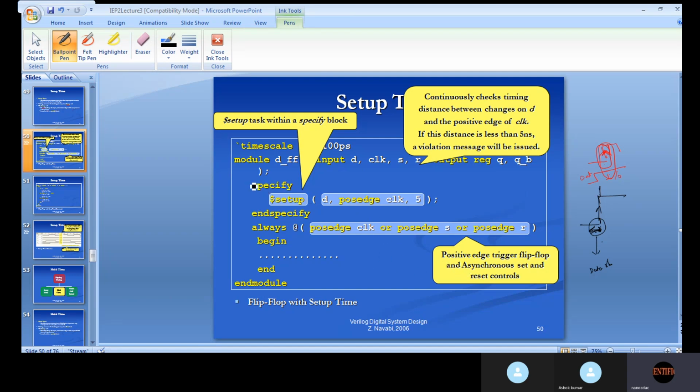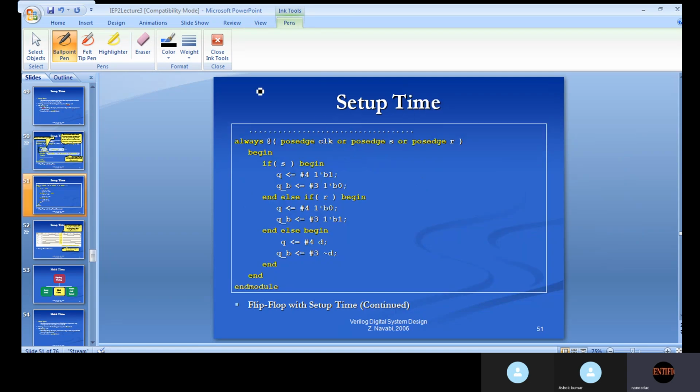Okay, setup time ఇవ్వాలి అని అంటే we should give with specify in the specify block lo we can give the setup time. Okay, you can give $setup d posedge of the clock 5 is the setup time of this clock. Okay, positive edge of the clock ఉంది కదా, so the setup time, ఈ setup time ఏంటిది 5 nanoseconds. ఈ 5 nanoseconds లో ఇన్పుట్ డేటా ఏదైతే ఇస్తున్నామో అది చేంజ్ అవ్వద్దు. ఓకే, so like that you can give the setup time within specify and specify clock block.